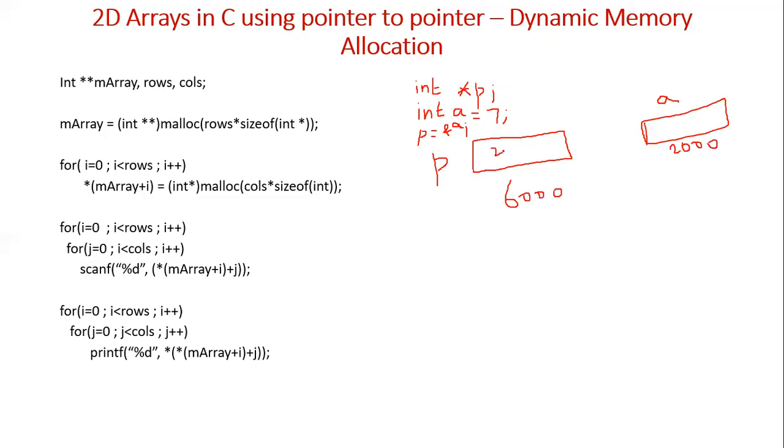What's the address of a? Address of a is 2000. It means that p is pointing to this location. Okay, so this is a pointer, which you know already.